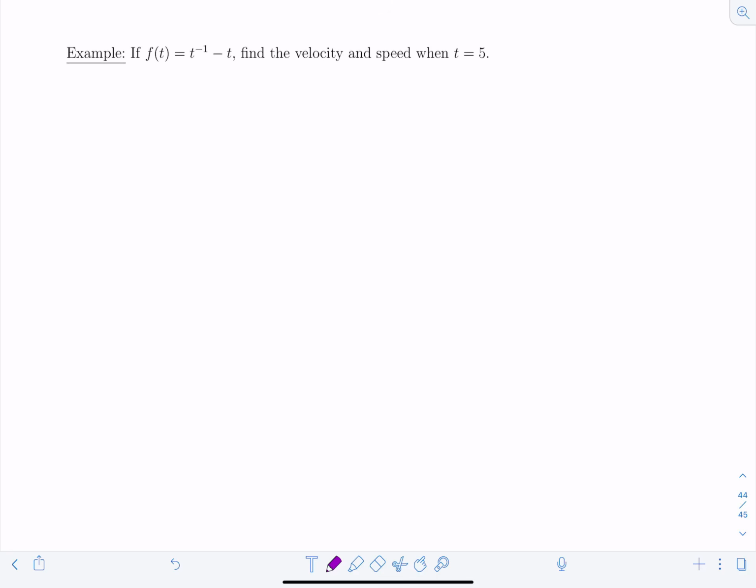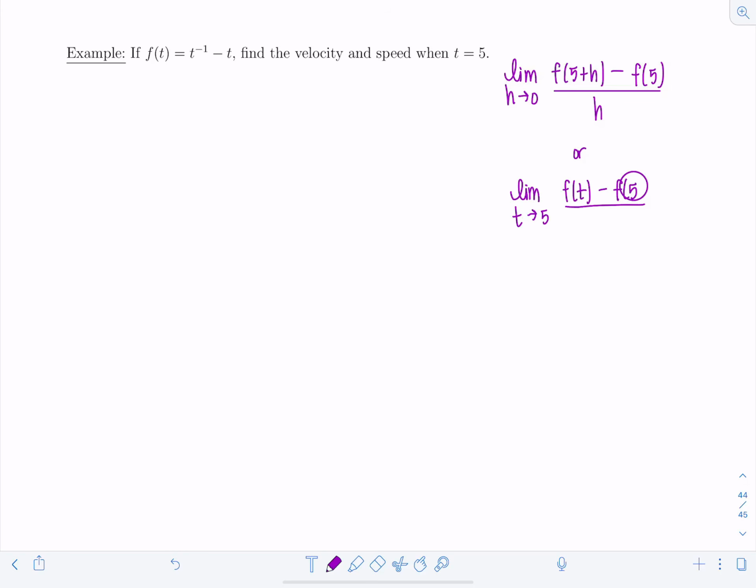We could either use the limit as h approaches 0 of f of 5 plus h minus f of 5 over h, or we could take the limit as t approaches 5 of f of t minus f of 5 over t minus 5. And in this case for the function, either one will probably be just as much work. So it's up to you. Since we've been working with the formula that involves h's a lot lately, I'll switch it up this time.